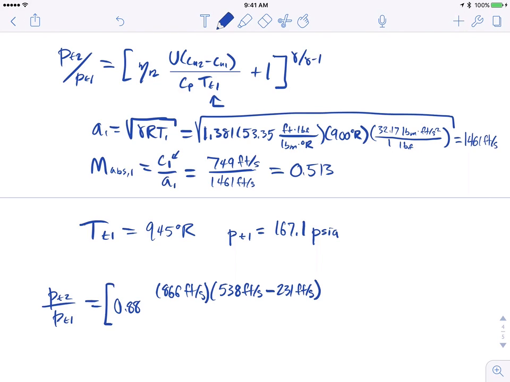So we're dividing our tangential velocity difference here by the specific heat times our total temperature. And we had previously looked up the specific heat based on our inlet temperature to be 0.2483 BTUs per pound mass degrees Rankine. And our total temperature we just calculated to be 945 degrees Rankine.